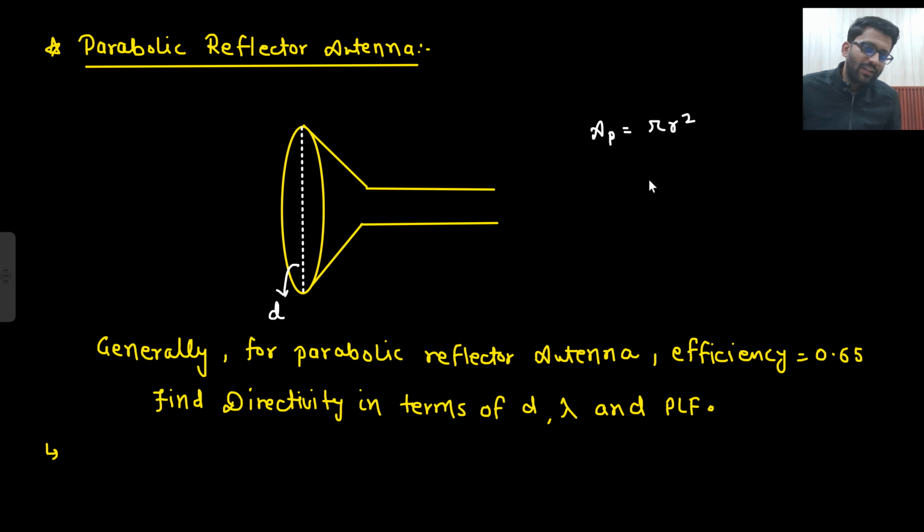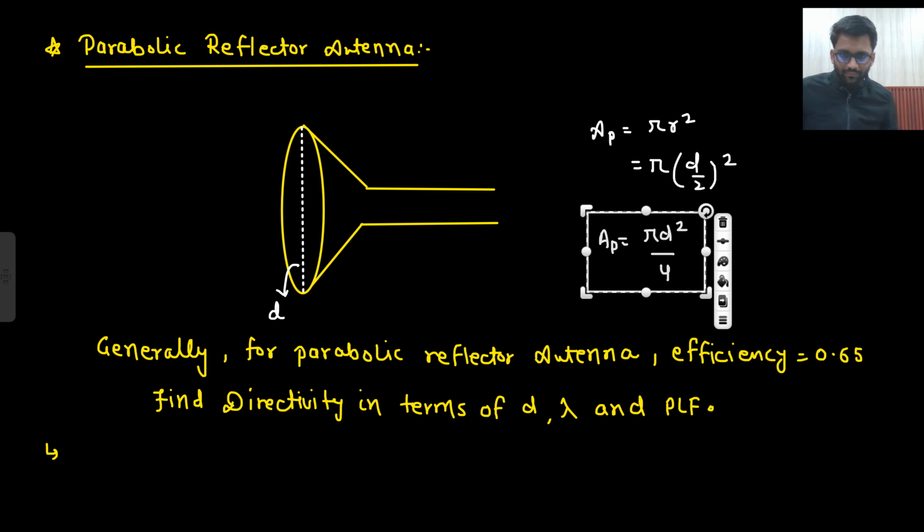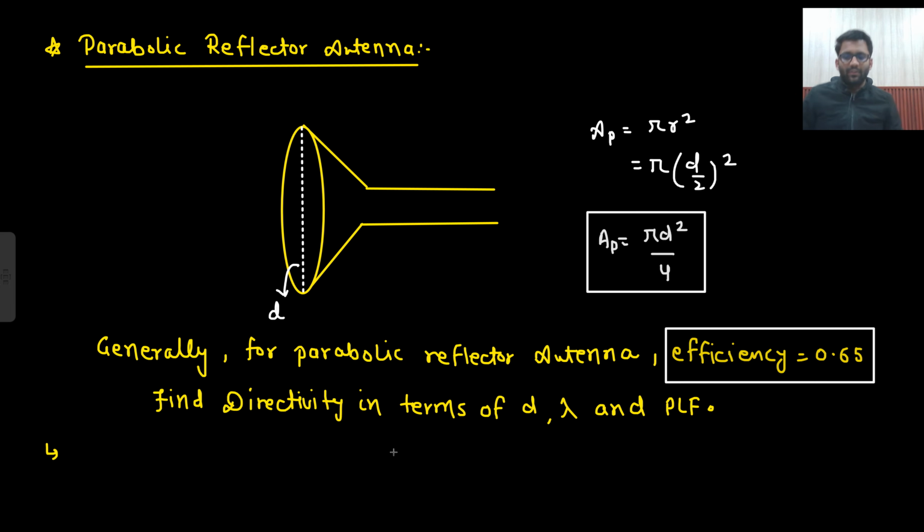First I should write down pi r square. And what is r? r is d by 2. So your aperture area would be pi d square by 4. This is your aperture area. What have they given? They have given the efficiency. You need to find the directivity in terms of d, lambda and polarization loss factor.